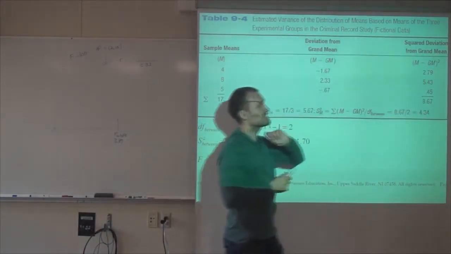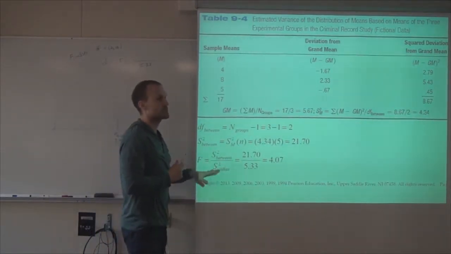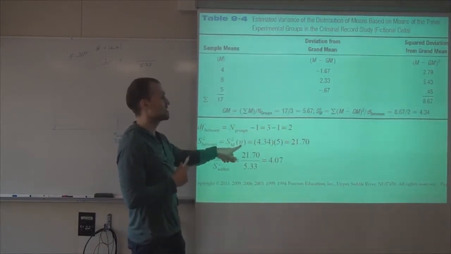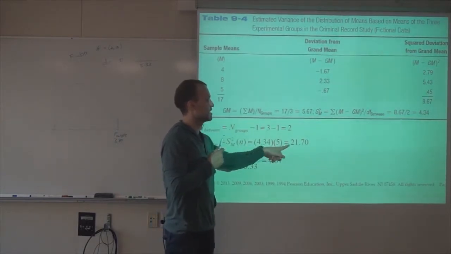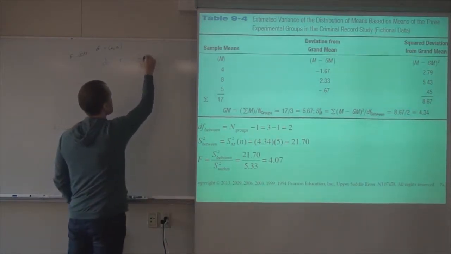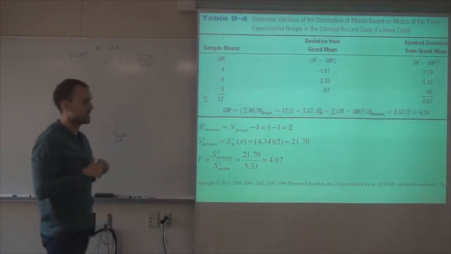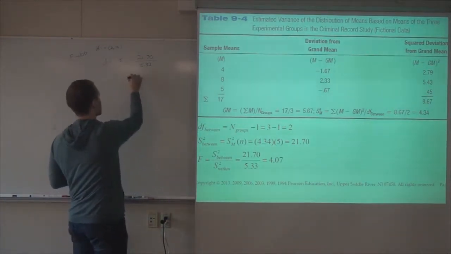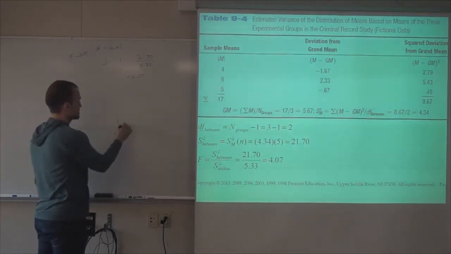4.34 is an estimate for the variance of the distribution of means. My F ratio involves population variance estimates. So I have to multiply that by the sample size, the original samples, which would be 5, to get 21.7. So a lot of little things here to keep track of. But you do this a few times, it's not that bad. So I calculate my F ratio as 4.07. See where that sits. It's a little bit to the right.